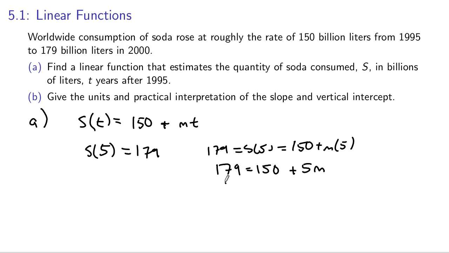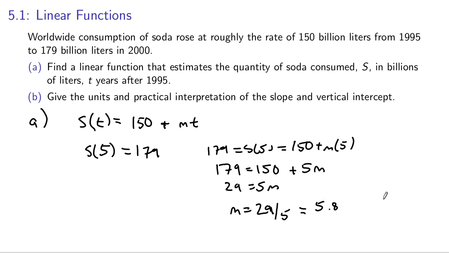Subtracting 150 gives us 29 is 5m. So m is 5/29. Sorry, we got that backwards. Let's not go fast. m is 29 divided by 5, which, 30 divided by 5 would be 6. So this will be 5.8.